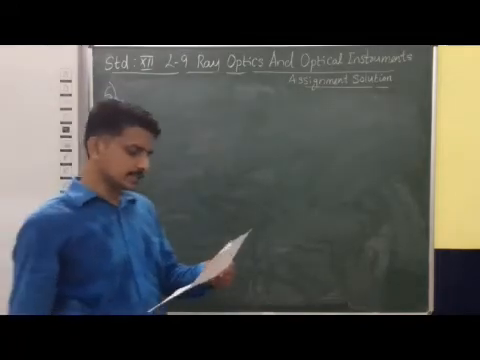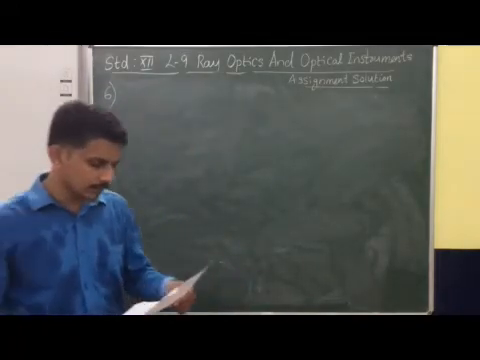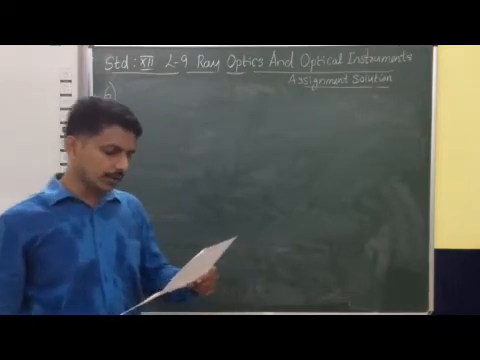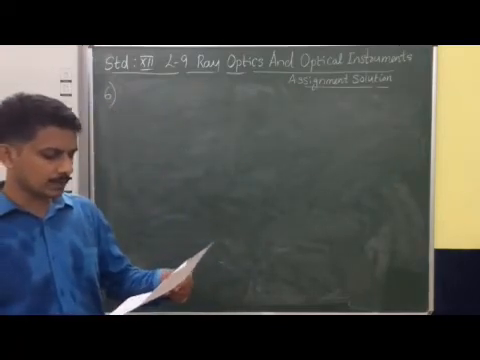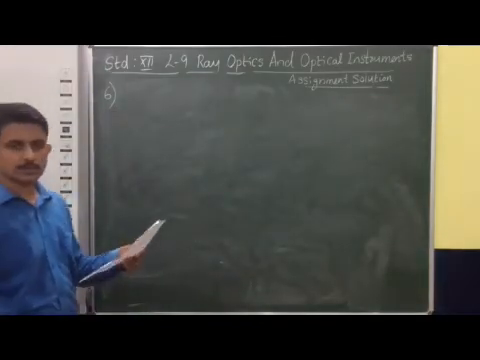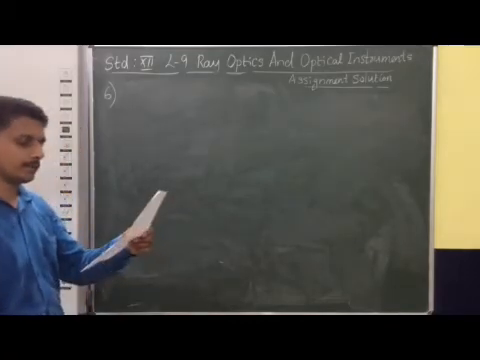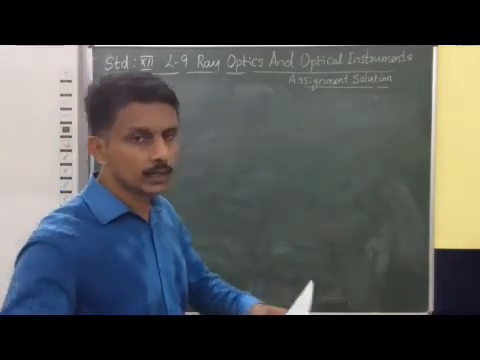A convex lens has a 20 cm focal length in air. What is the focal length in water? The refractive index of water is 1.33 and the refractive index of glass is 1.5. So we have to find the focal length in water.